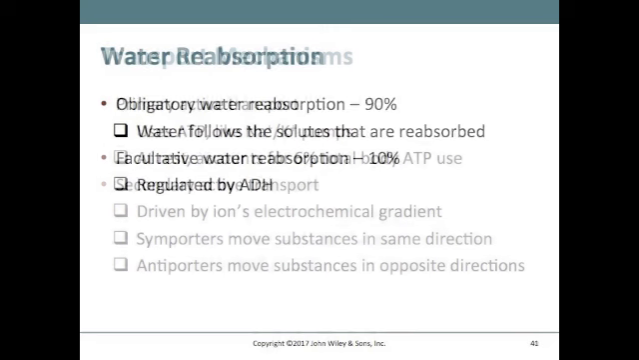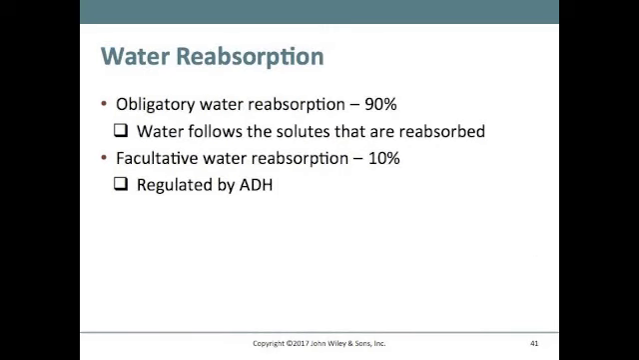Moving on to the next slide, solute reabsorption drives water reabsorption because all water reabsorption occurs via osmosis. About 80% of the reabsorption of water filtered by the kidneys occurs along with the reabsorption of solutes such as sodium ions, chloride ions, and glucose.